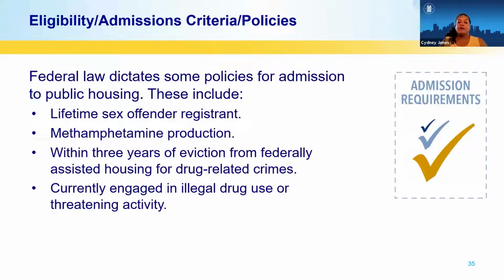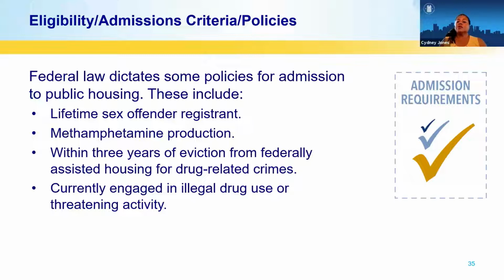a choice in. One of those is HUD requires that we prohibit admission to anyone who is a registered lifetime sex offender or a lifetime sex offender registrant, someone who's required to register for the rest of their life as a sex offender. Methamphetamine production on the premises of assisted housing. If someone's been convicted of producing methamphetamine on the premises of a federally assisted housing unit, they would be prohibited from moving into public housing.